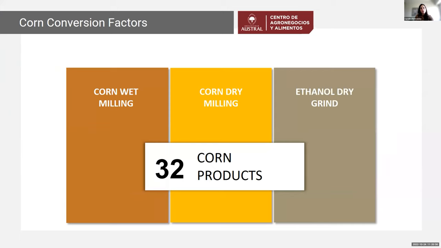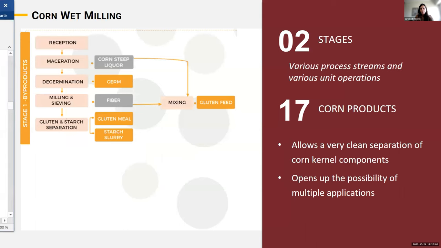I'm going to go first with corn wet milling. Let me now show you briefly how we addressed the design of the corn conversion factor system. The primary goal of wet milling is to get the starch in the endosperm to further process it and use it as an ingredient in many different industries, including high fructose corn syrup, dextrins, and maltose syrups.